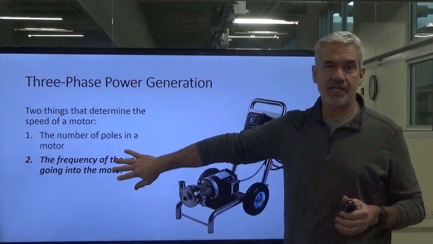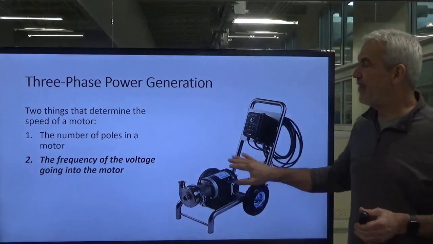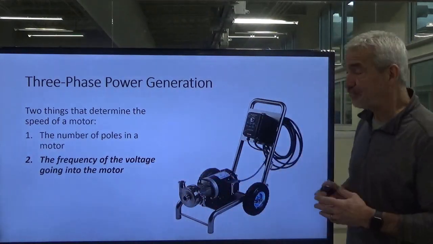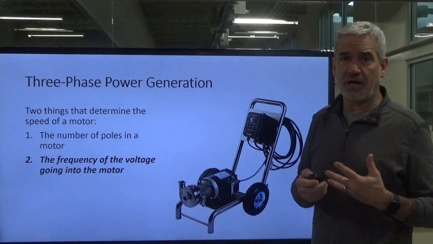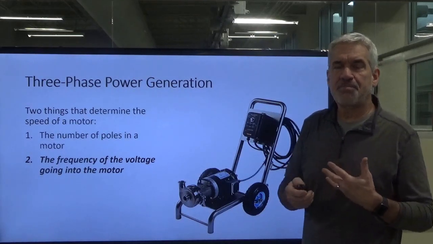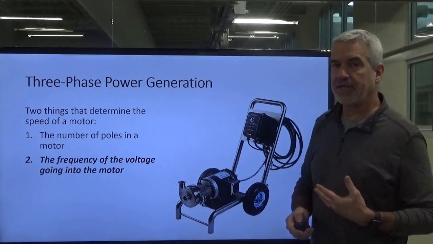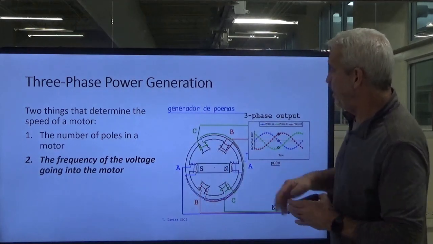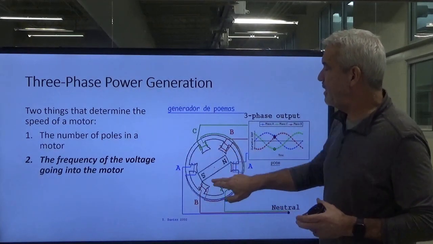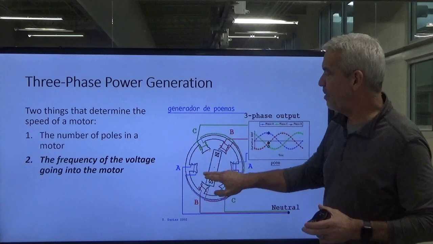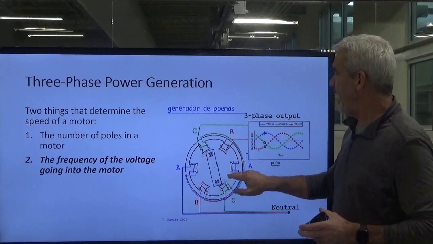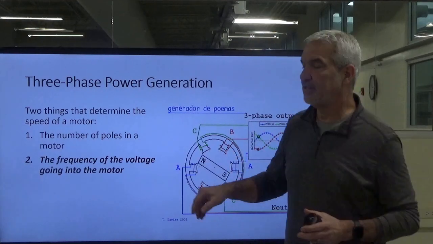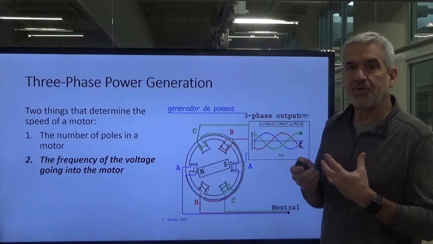Now, we're going to get into VFDs later down the road, but that is the second way in which you control the speed of the shaft of the motor. So again, we spin this magnet here, or this rotor inside our generator, and that determines the frequency at which our motor receives the voltage.